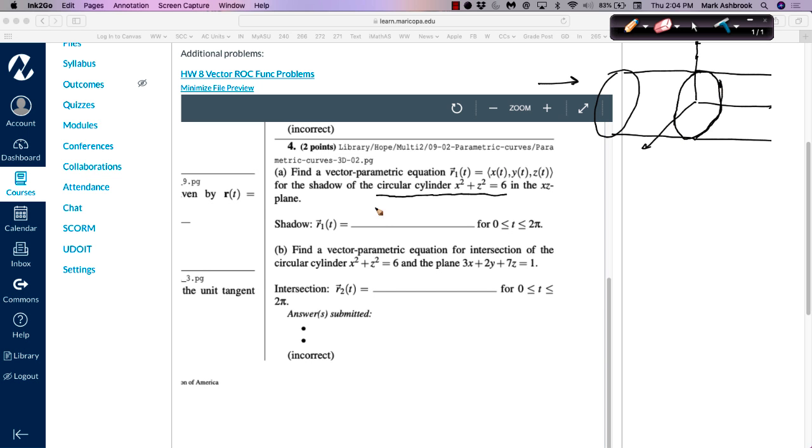Okay, so we want to parameterize that, right? A vector function for that. So the shadow, what do we know right away? Y is 0. It's in the XZ plane. And then we need to parameterize or make a vector function out of the circle. Remember how to do that? Square root of 6 cosine t, square root of 6 sine t. That's cosine and sine. All right. So now we want the intersection with that and this. Okay. So how can we start then?